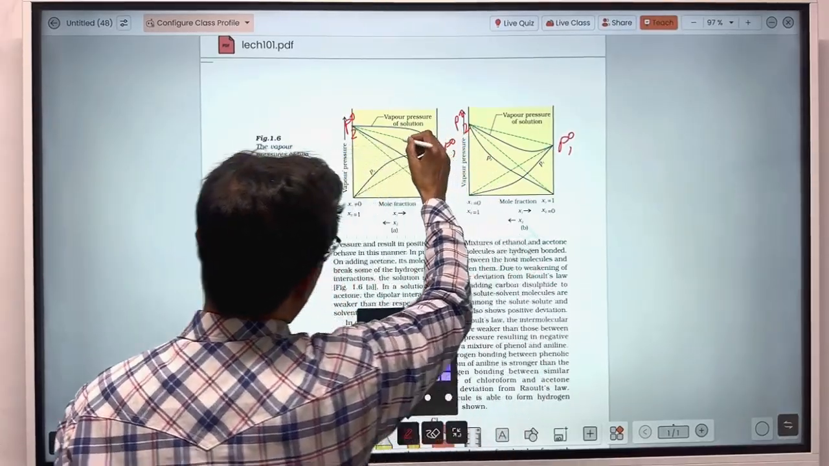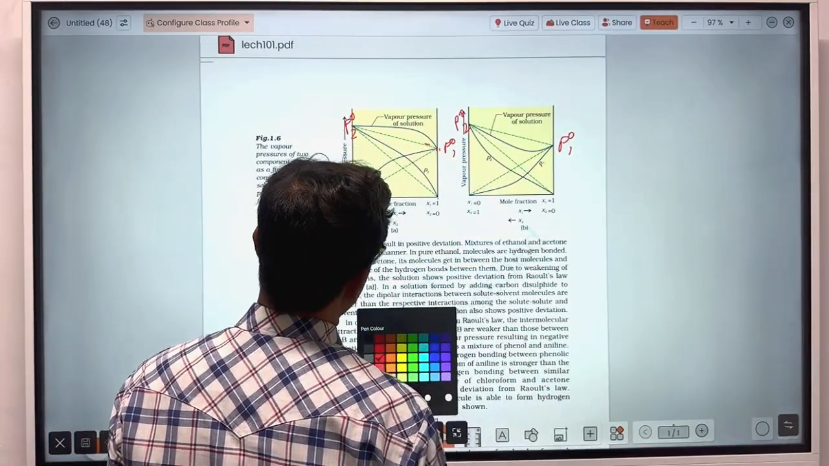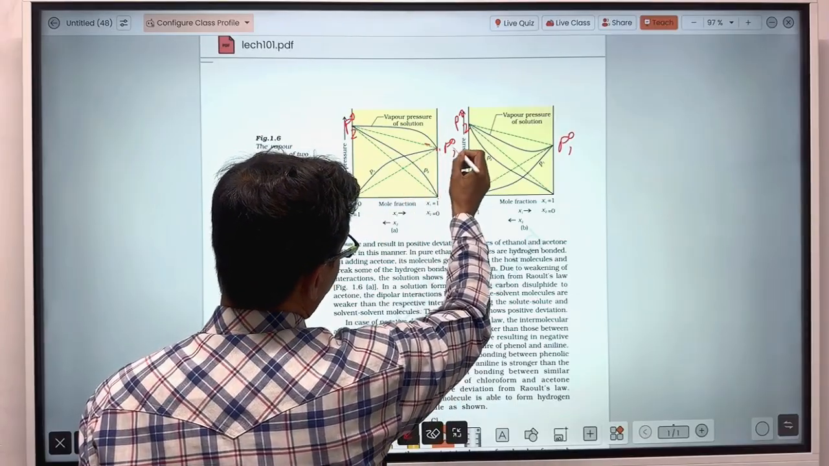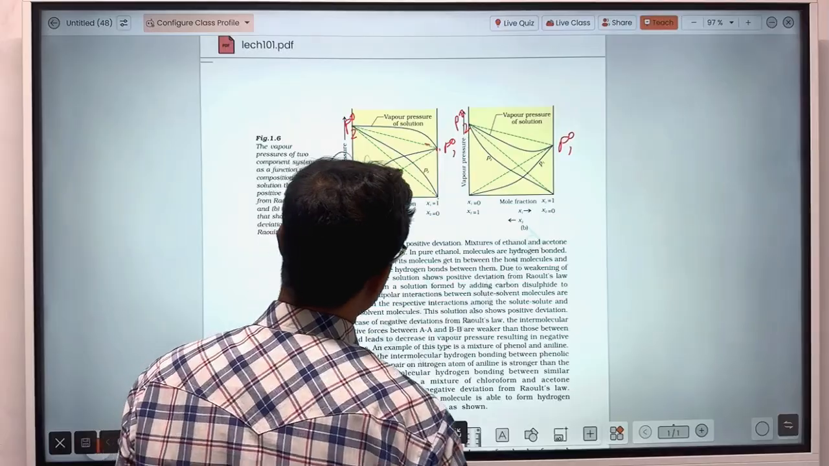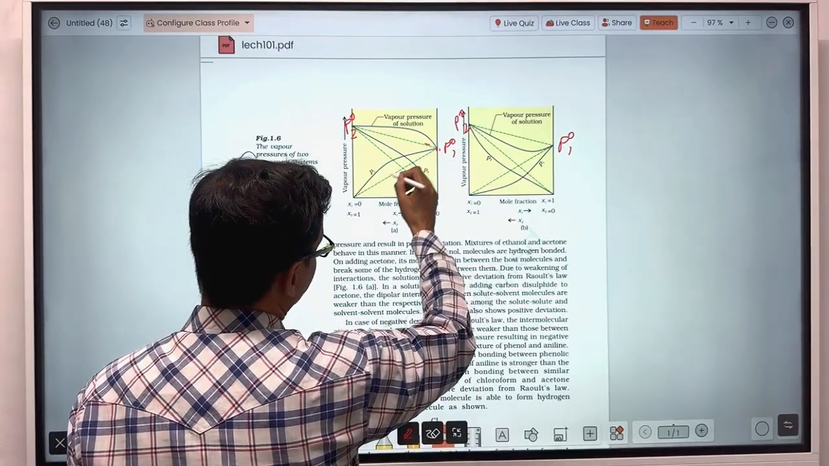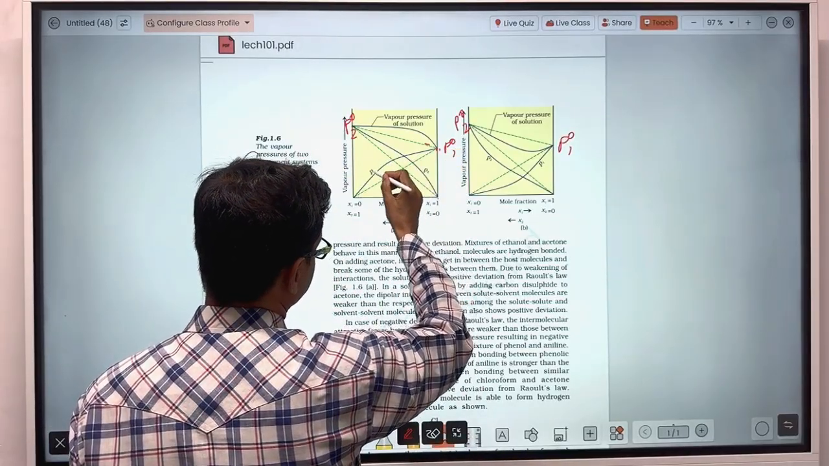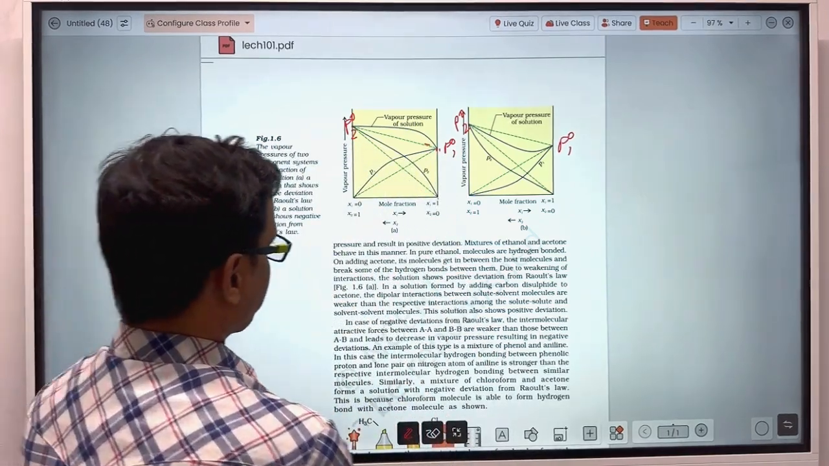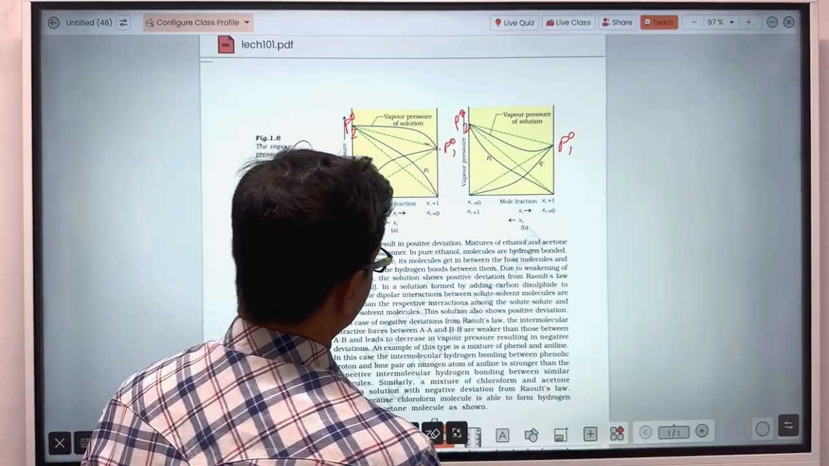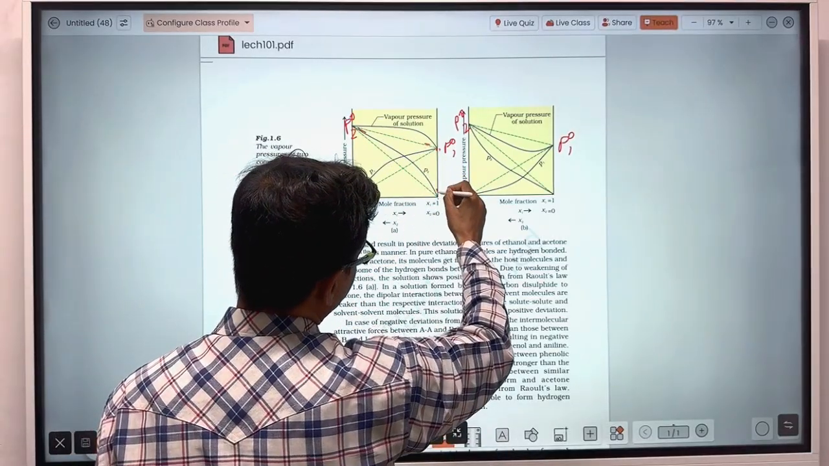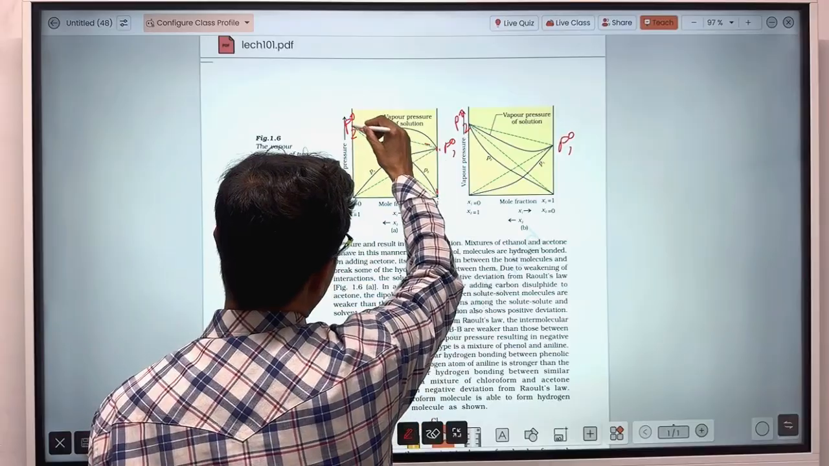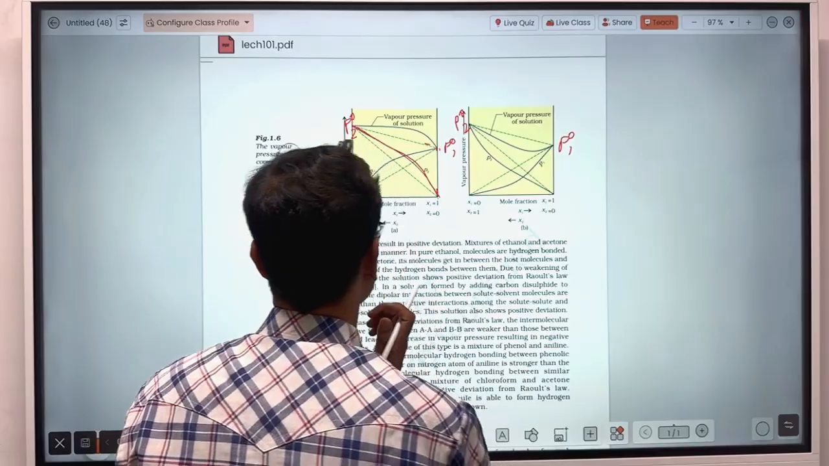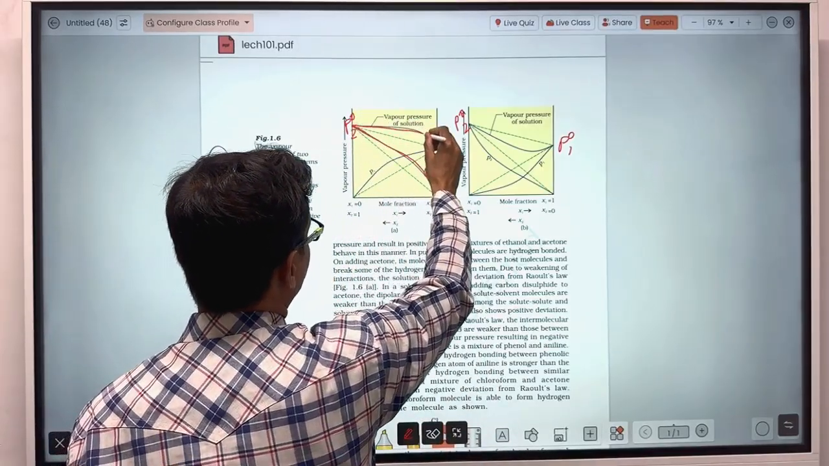But in case of a non-ideal solution showing positive deviation, here that should be the partial graph of the partial vapor pressure of liquid 1. But that will not be this line, the solid line. That is actually the observed vapor pressure of liquid 1. And this solid line represents the observed vapor pressure. That means this line represents the observed vapor pressure of liquid 2, and this is the observed vapor pressure of the solution.